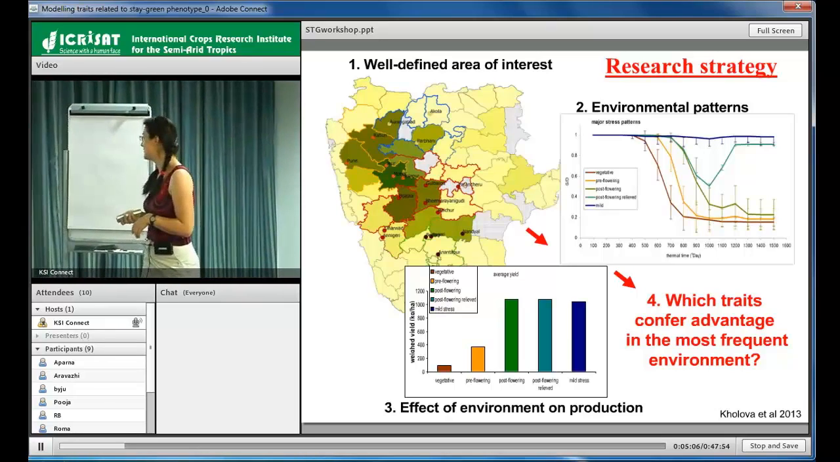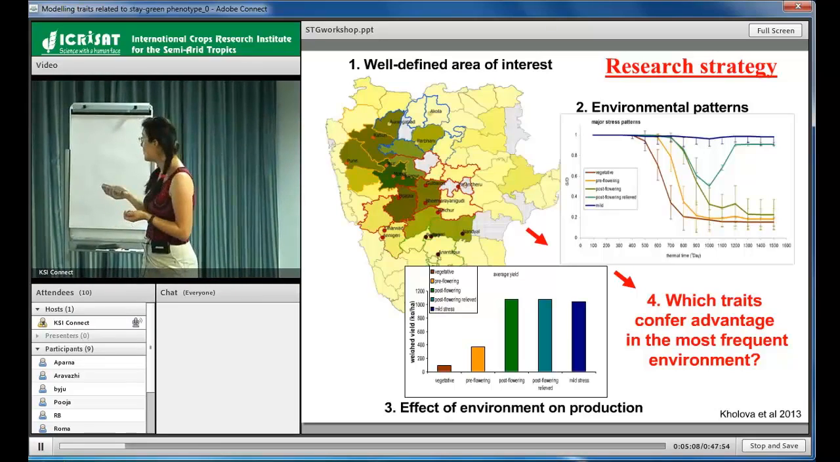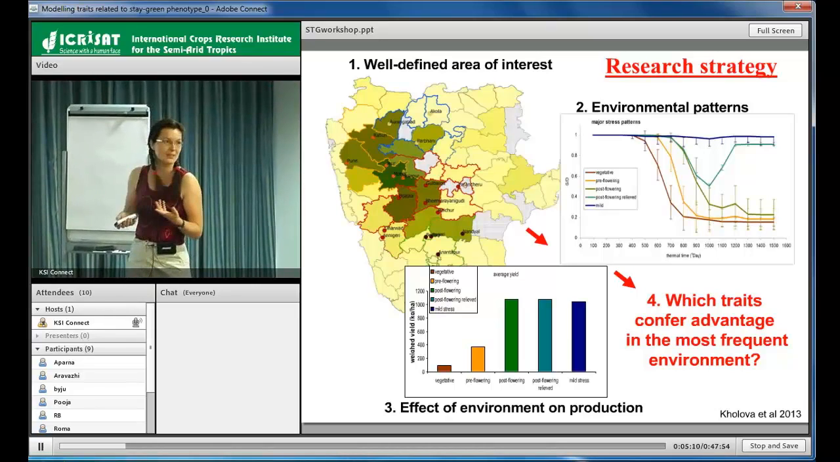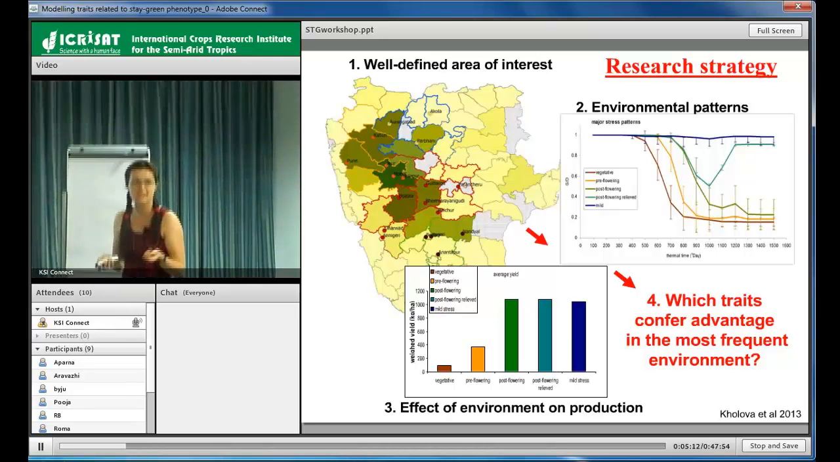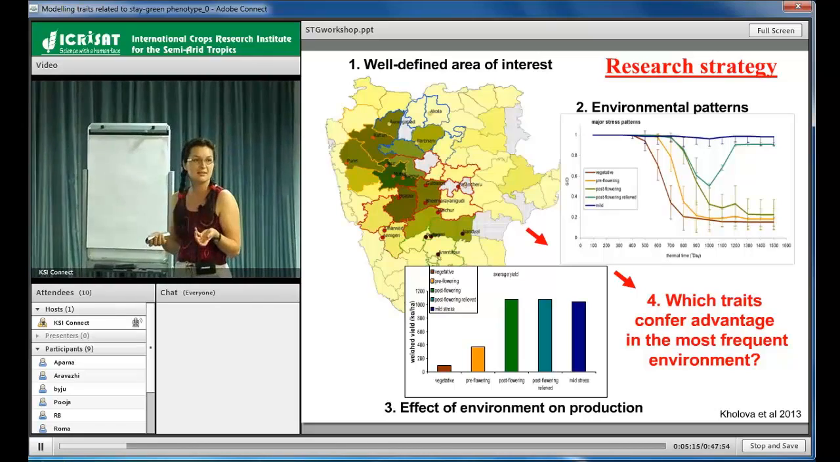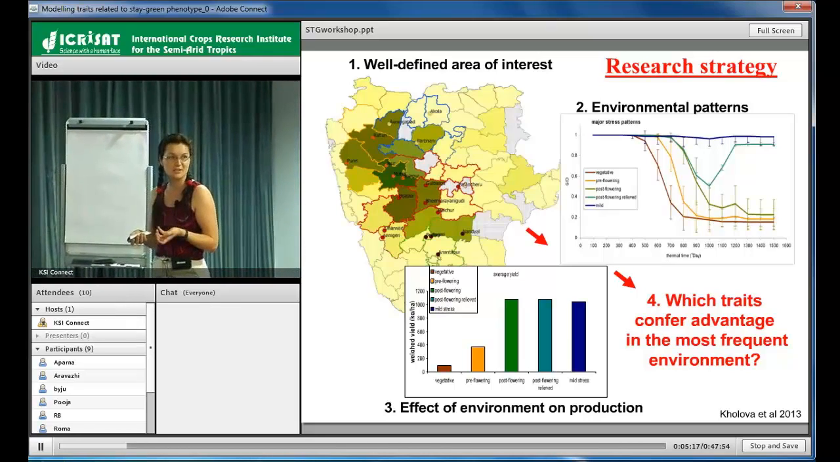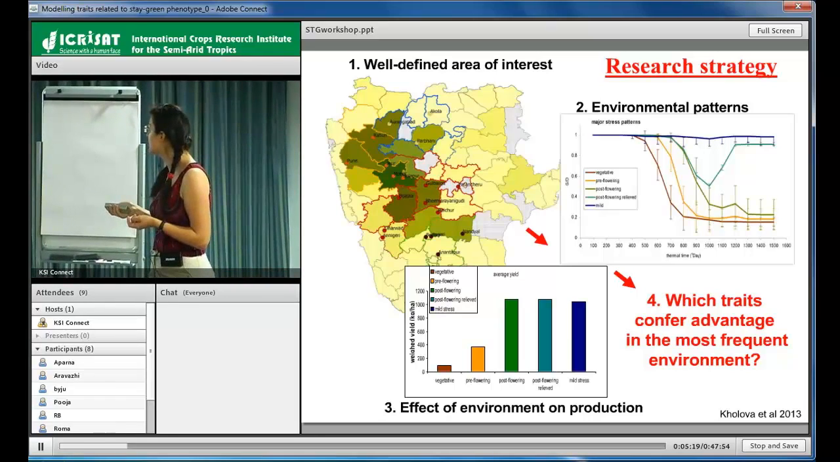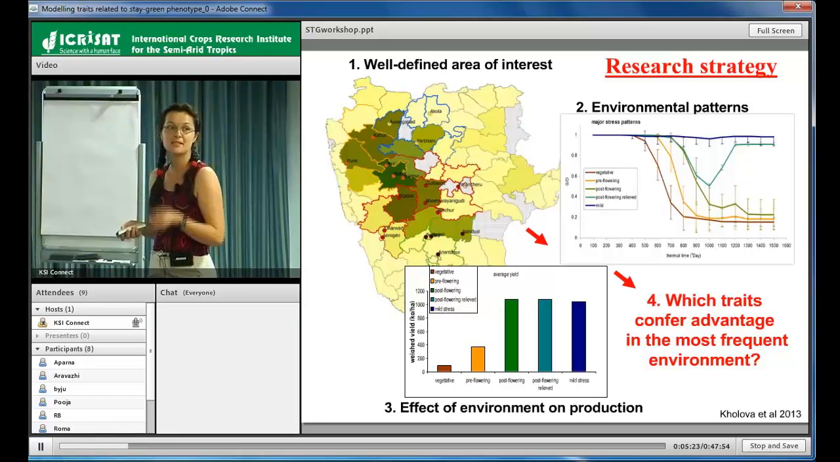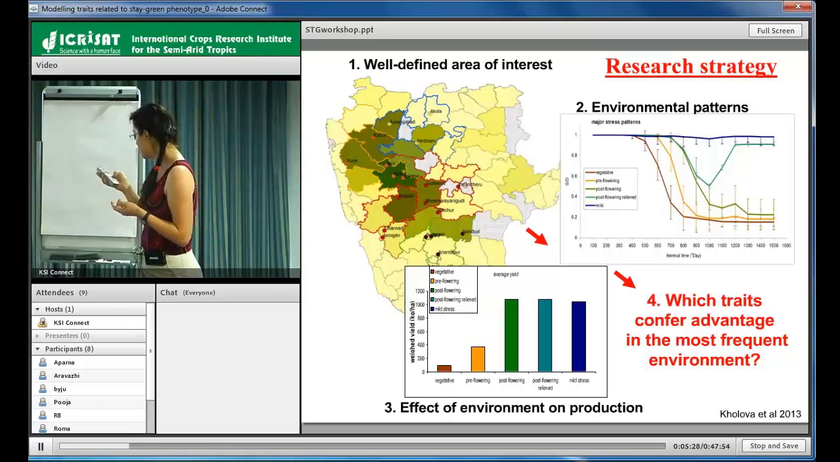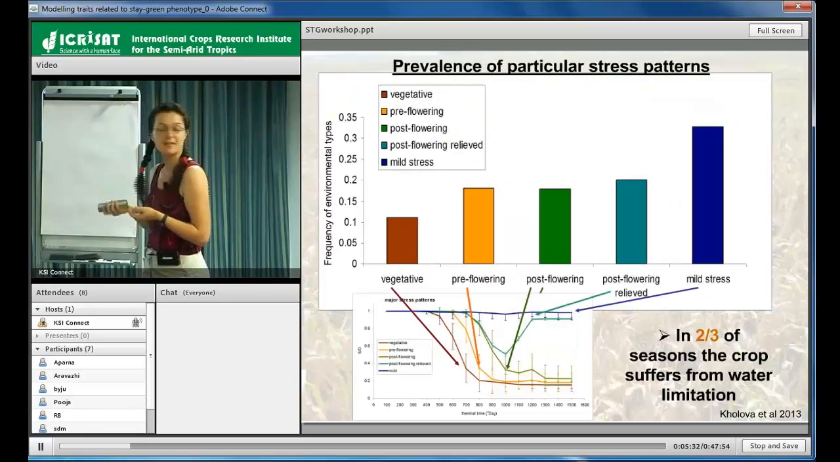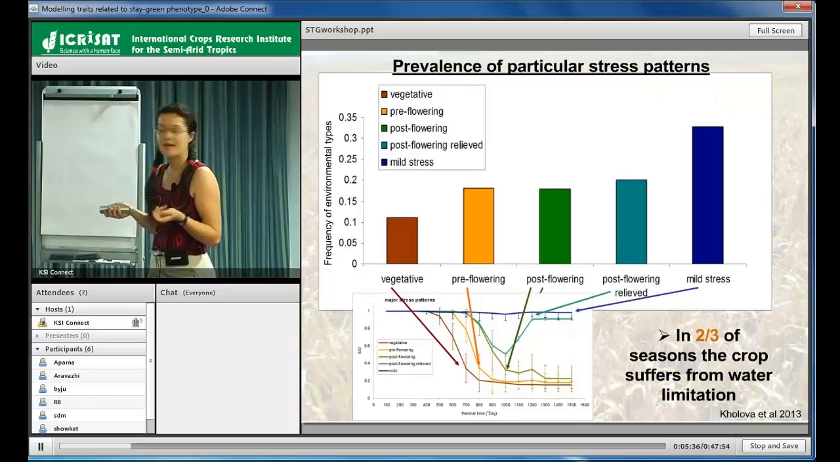So this is the yield devastation, and only after we are a little bit clear what our crop is facing, what is its limitation, we can start asking about the crop's features, which actually can confer the advantage in the most frequent of all these environments. And frequency is what really matters here. Because, yes, and for our case, this is the frequencies of all those drought stress patterns for our area of interest.